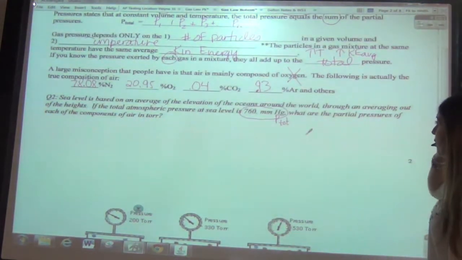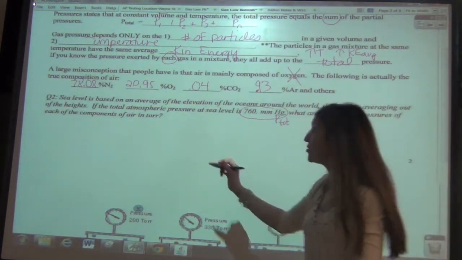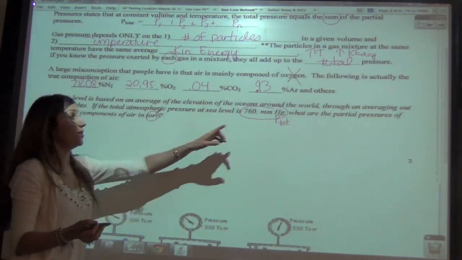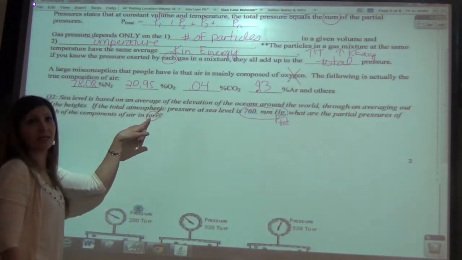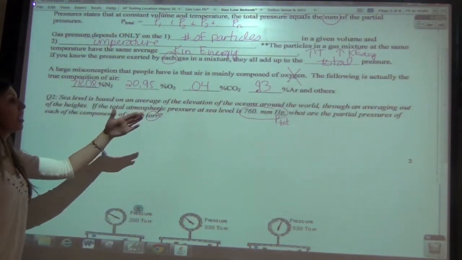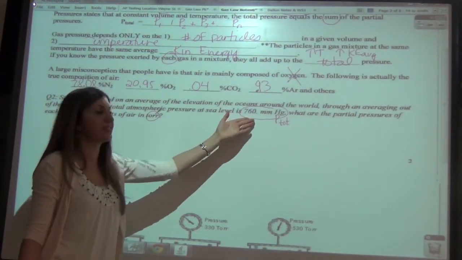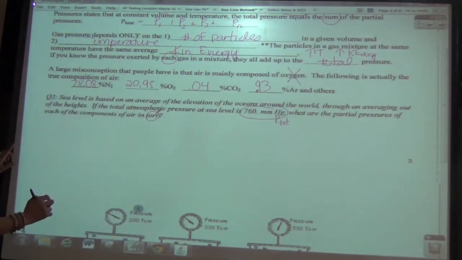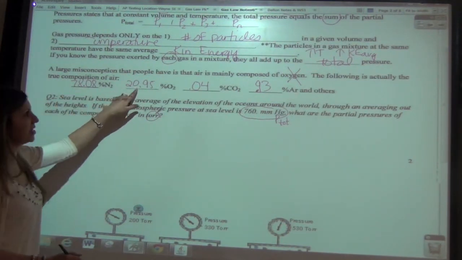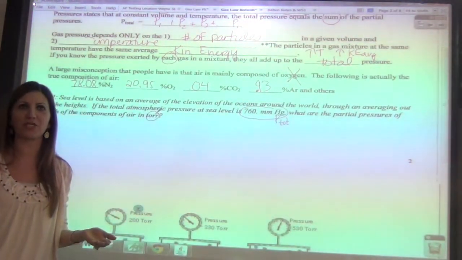And so they're giving us the total pressure, and it says, what are the partial pressures of each of the components of air in torr? Well, torr is the same thing as what? Millimeters of mercury. So do I have to convert anything? No conversions. That's the same unit as this one. And so we know that atmospheric pressure is 760 at sea level. We know the percentages of each one, but we want to know the partial pressure of each one.